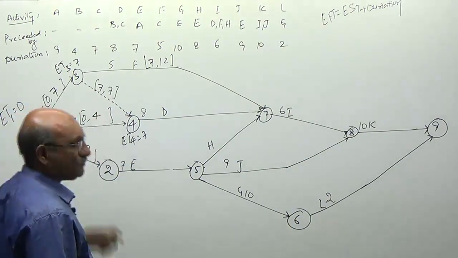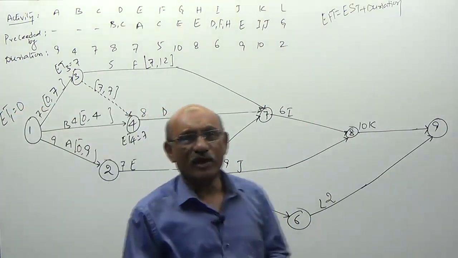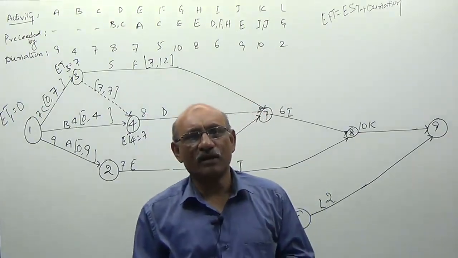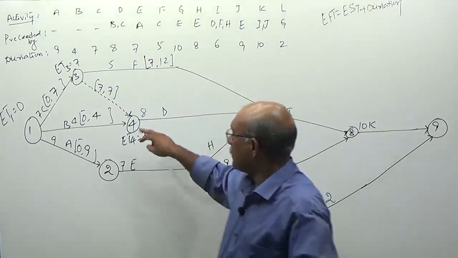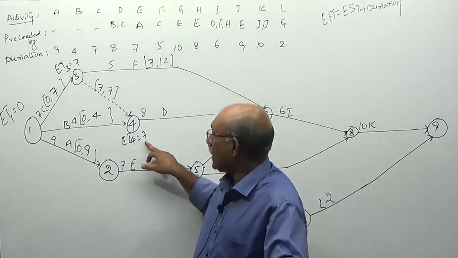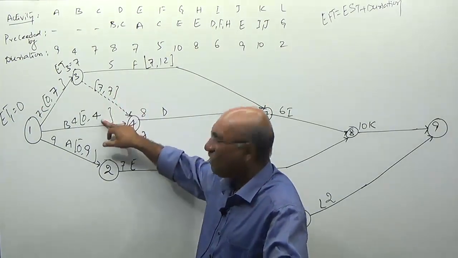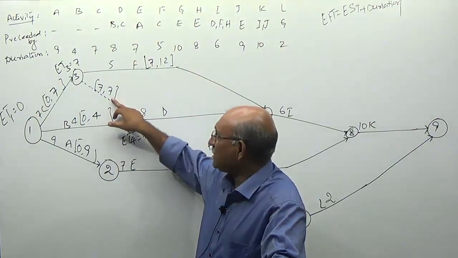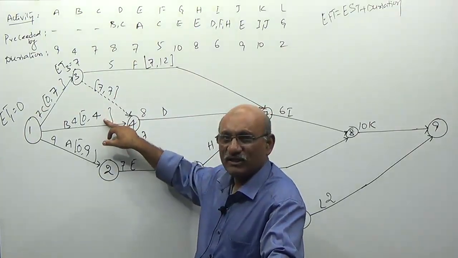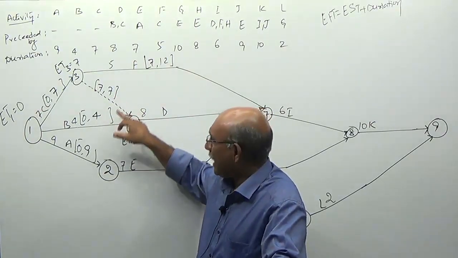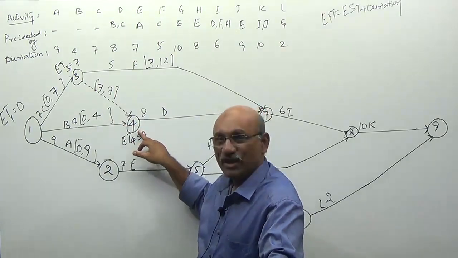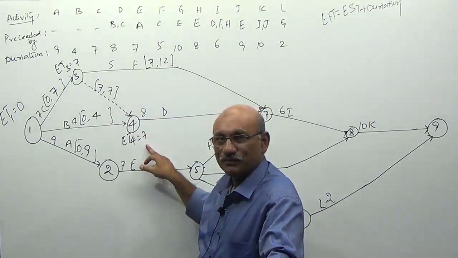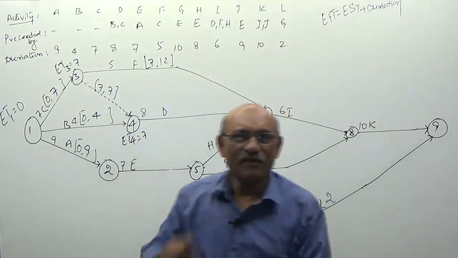Maximum of these two. Look at this one more point. This is a merging node, sir. At the merging node, what I have to do? Maximum of earliest finishing time of the activities which are merging here, that should be taken. That is a mathematical way.